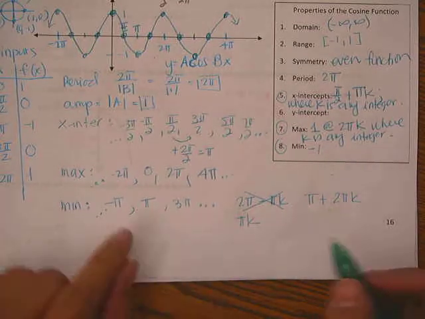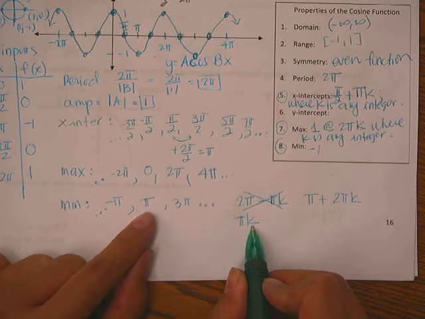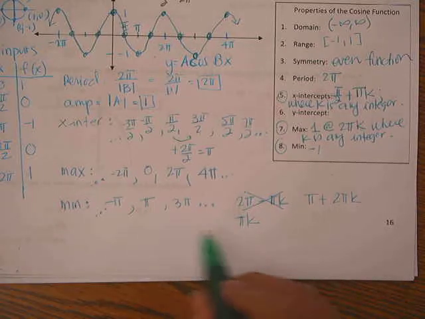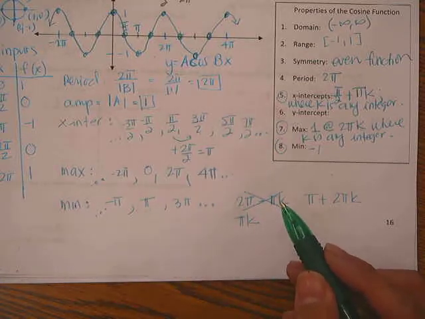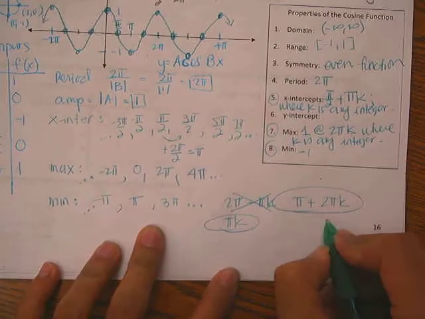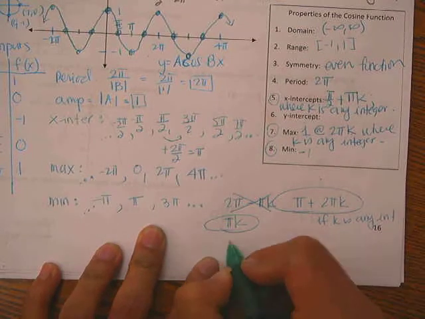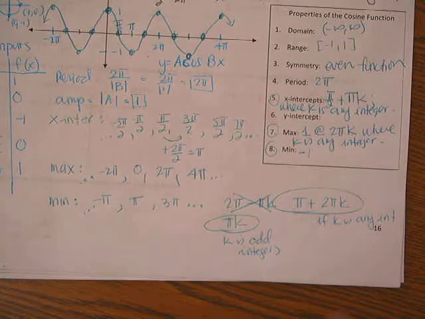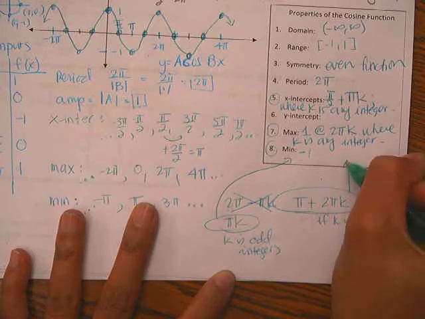How about if I were to do pi k? Is that going to work? When k is 0, I have nothing. When k is 1, 1 times pi is pi. When k is 2, it doesn't work. But when k is 3, it works. So it looks like if I put in odd integers, that would be okay. So it depends on how you define your k. This equation works if k is any integer, and this one is when k is odd integers only. Notice the difference between the two; I can have this one, or I can have this one, and that's really up to you to pick.